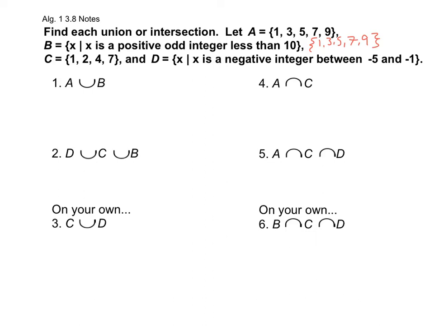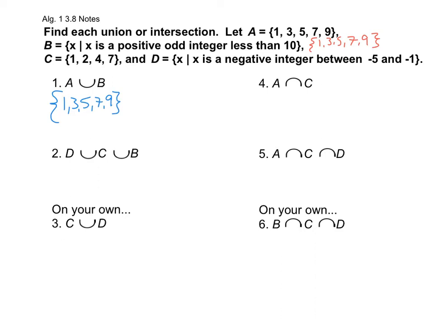So basically, when we are given number 1, where we have the union of A and B, all of those numbers work for both of them. So I'm going to go ahead and write that down: 1, 3, 5, 7, and 9.